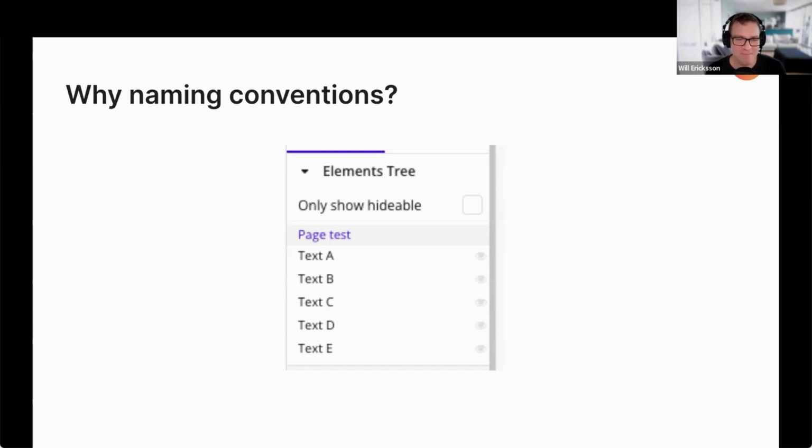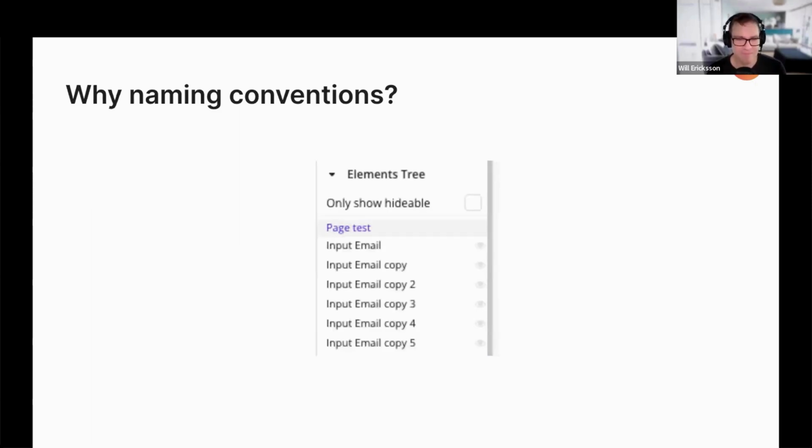So here are some quick and nasty examples that I just pulled together to show what could happen if you ignore naming conventions. Let's just say you start dragging some text elements onto your canvas and you will get something like this: text A, B, C, D, E. Or again, if you start to copy and paste an input, you will see something like this: input email, copy, copy 2, copy 3, copy 4.